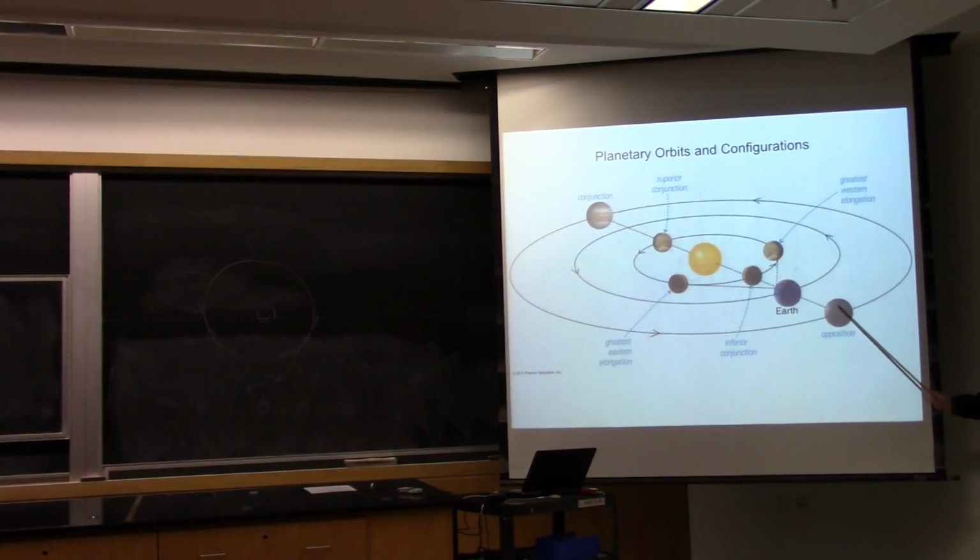From Jupiter's point of view, when Jupiter is at opposition from our point of view, on the other side of the sky from the sun, Jupiter sees us in between it and the sun. So opposition of Jupiter corresponds to inferior conjunction of Earth as seen from Jupiter.